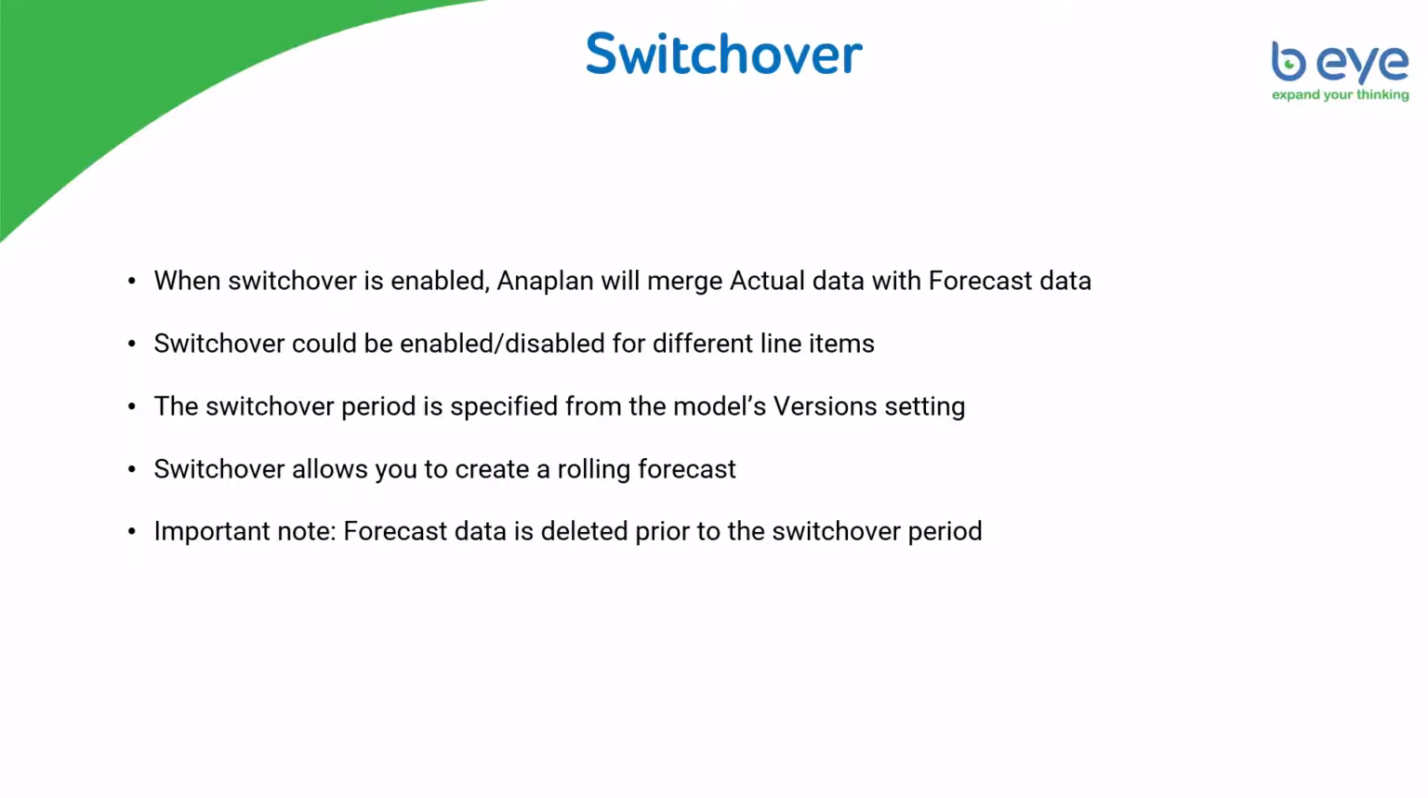The switchover period is specified from the model's version settings and could be different for your different versions, aside from the actual version, which doesn't have a switchover period. Switchover is a very useful functionality that allows you to create rolling forecasts. However, it is very important to note that the forecast data is deleted prior to the switchover period. Therefore, you should be very careful when applying the functionality to line items where it was originally disabled. Now let's switch to Anaplan and see how switchover works.